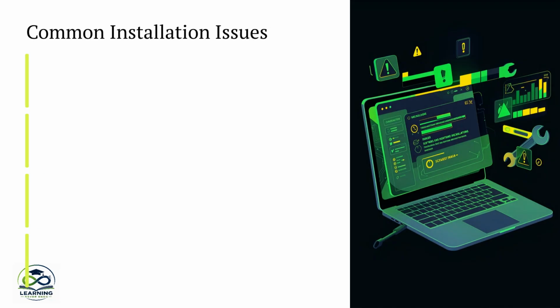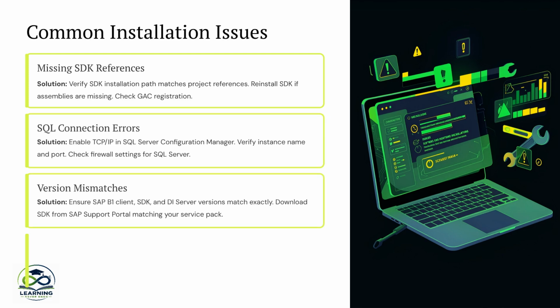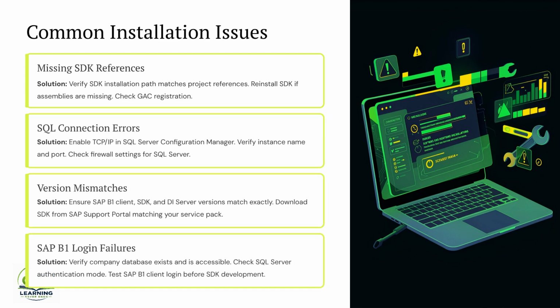Common installation issues include missing SDK references, SQL connection errors, version mismatches, and SAP B1 login failures. Solutions involve verifying installation paths, enabling TCP/IP, ensuring version compatibility, and checking database accessibility before beginning SDK development.